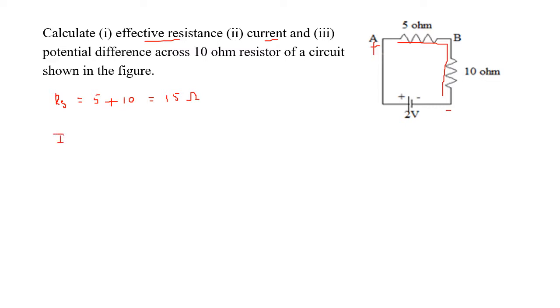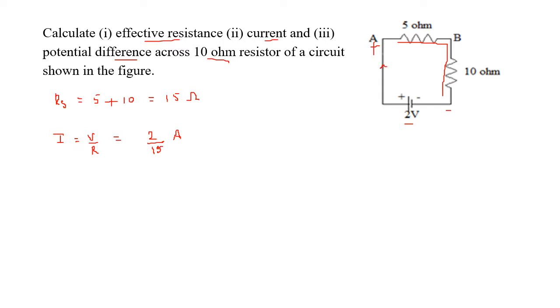Now the current. So current is calculated by Ohm's law. I is equal to V by R. The battery is 2 volt and it is 15. Yes, so it is 2 by 15 ampere is the current flowing through the circuit. Now to calculate the potential difference across the 10 ohm resistor, only the 10 ohm resistor.